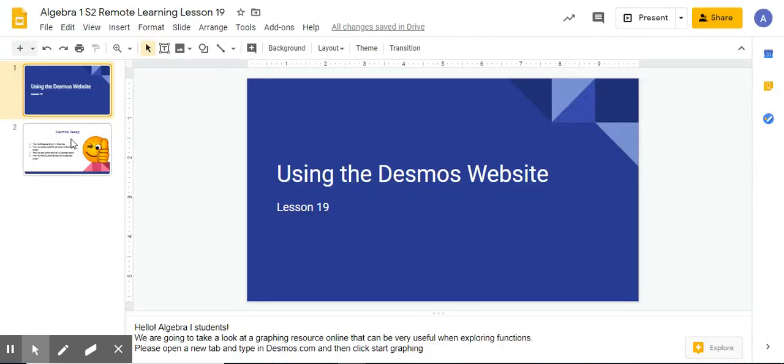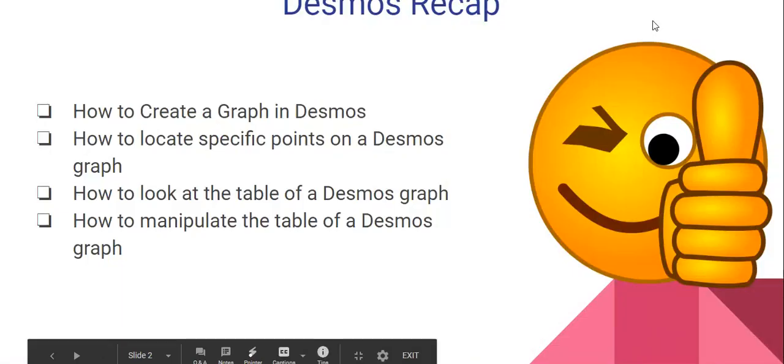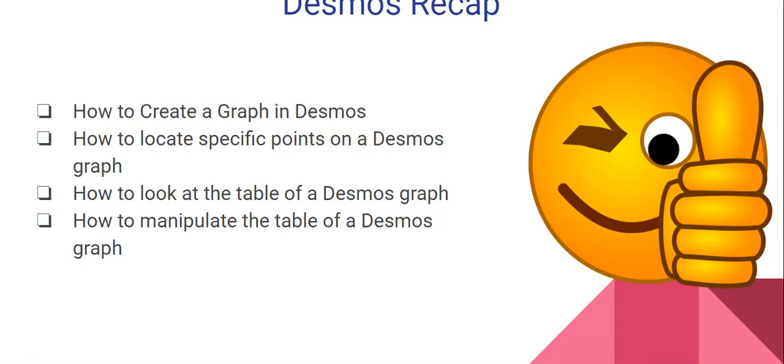So after today, you should be able to use the Desmos graphing tool to create a graph from an equation in Desmos, locate specific points on the Desmos graph, convert and look at a table of a Desmos graph, and then manipulate that table to show the x values that you need of that Desmos graph.